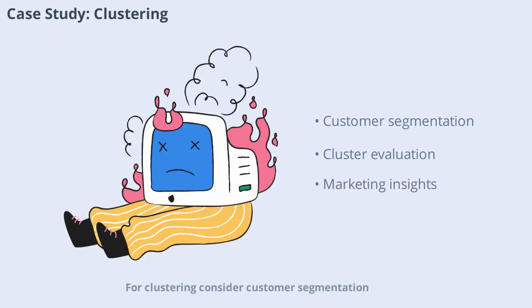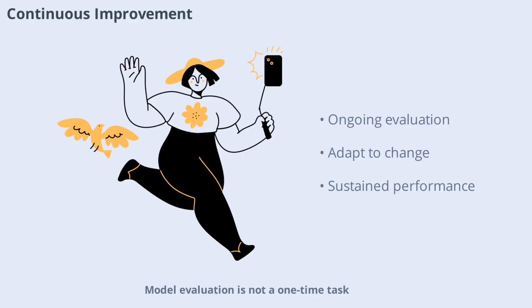For clustering, consider customer segmentation. Metrics like silhouette score and Davies-Bouldin index help evaluate how well customers are grouped. By analyzing these metrics, you can refine your clustering approach and create segments that are meaningful for marketing or product development. Model evaluation is not a one-time task.